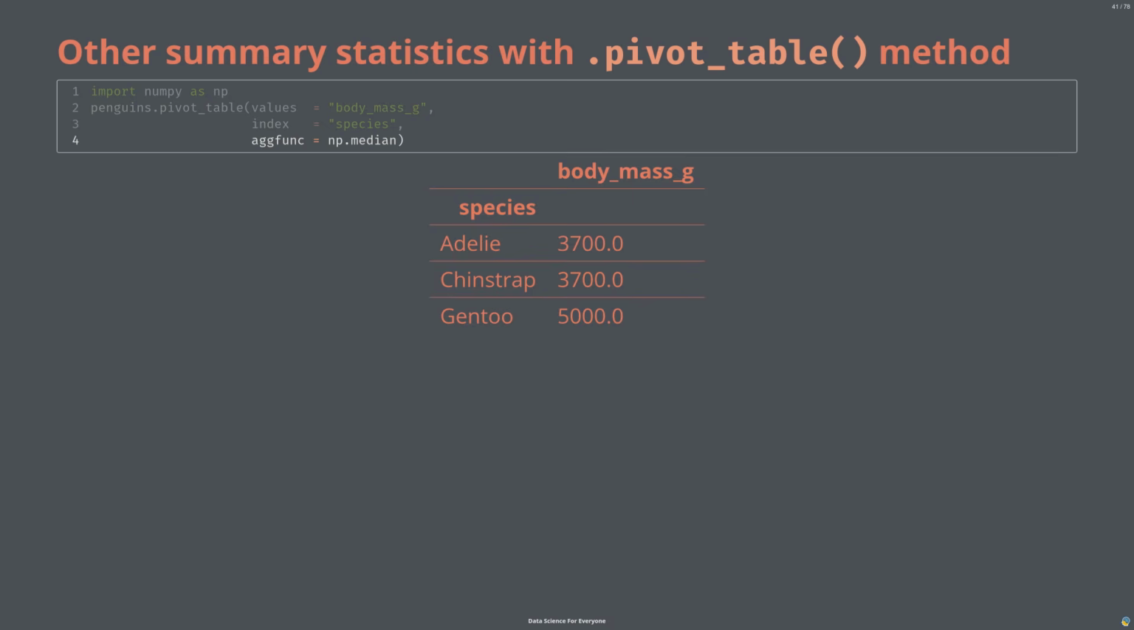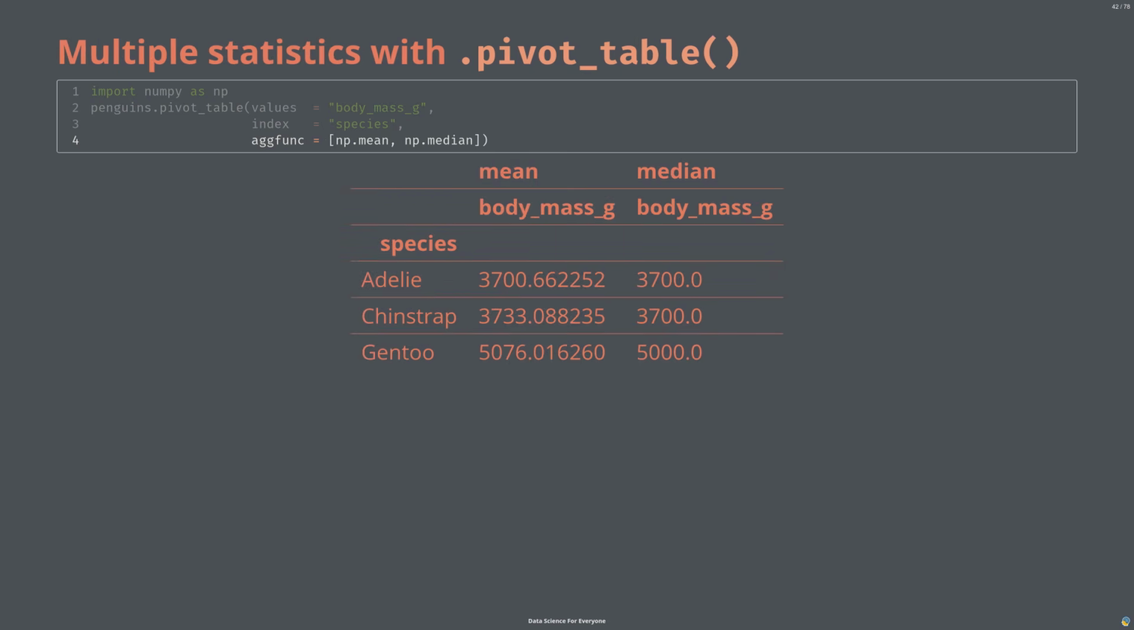If you want to use a different summary statistic, you can pass a function to the aggfunc argument. For example, to calculate the median body mass for each penguin species, we can use NumPy's median function with aggfunc. To get multiple summary statistics at a time, we can pass a list of functions to the aggfunc argument. Here we get the mean and median for each penguin species.